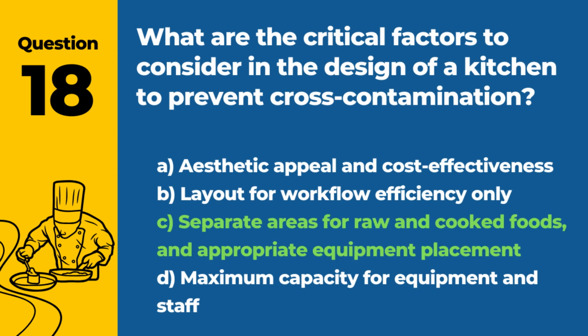Answer C. Separate areas for raw and cooked foods and appropriate equipment placement. Critical factors in kitchen design to prevent cross-contamination include having separate areas for handling raw and cooked foods, placing equipment to prevent the spread of contaminants, and ensuring easy access for cleaning and sanitation.